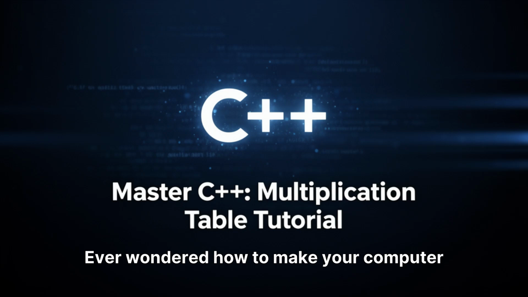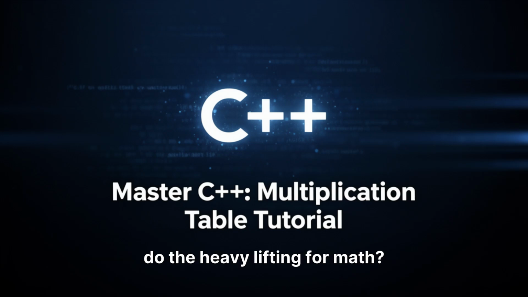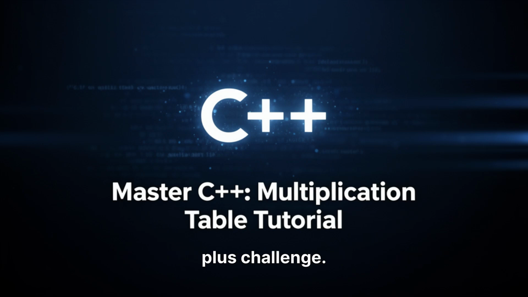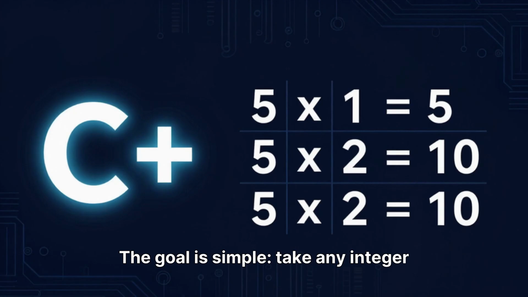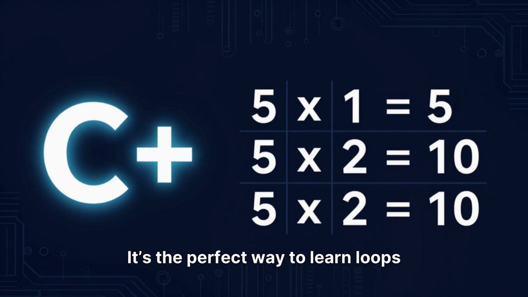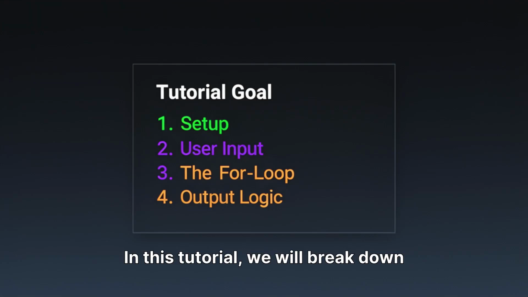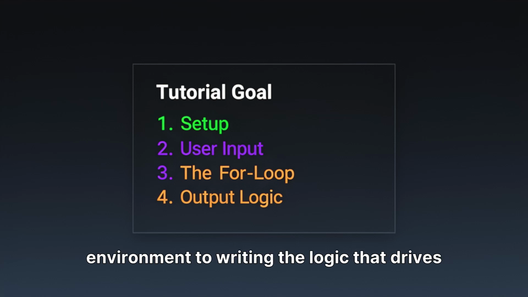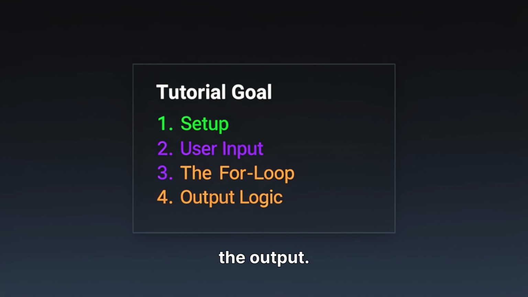Ever wondered how to make your computer do the heavy lifting for math? Today, we're mastering a fundamental C++ challenge. The goal is simple. Take any integer n and print its entire multiplication table from 1 to 10. It's the perfect way to learn loops and input. In this tutorial, we will break down the code step by step from setting up your environment to writing the logic that drives the output.